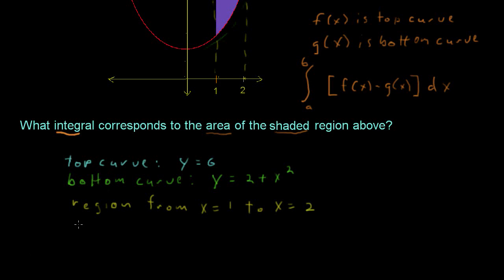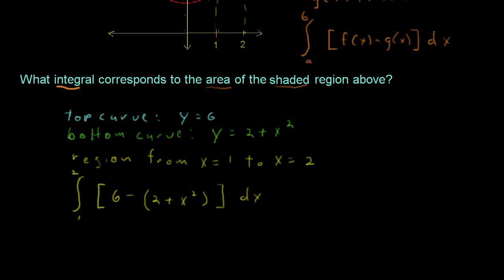And our definite integral begins at x equals 1, and it goes out to x equals 2. And we want the difference of the two functions. The top curve is y equals 6, or 6. Subtract the bottom curve, which was y equals 2 plus x squared. So we want to subtract 2 plus x squared. And then, don't forget dx. And we have written the integral.